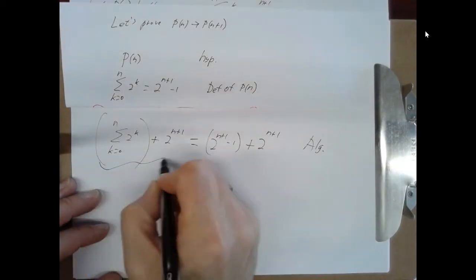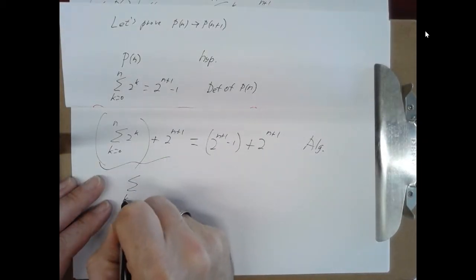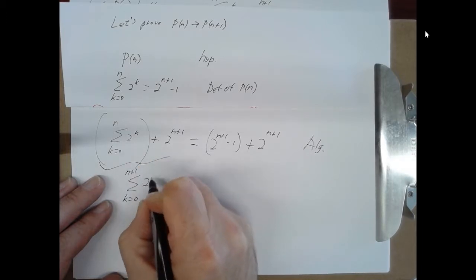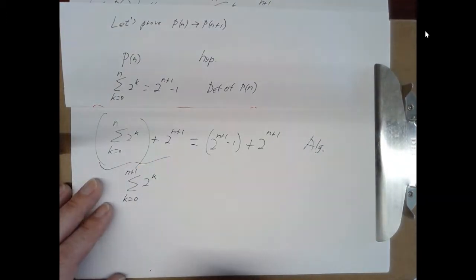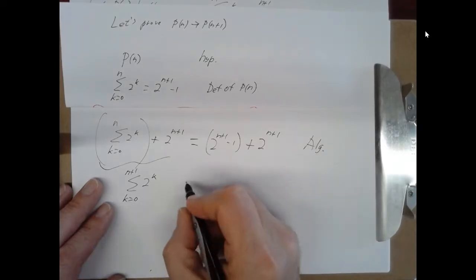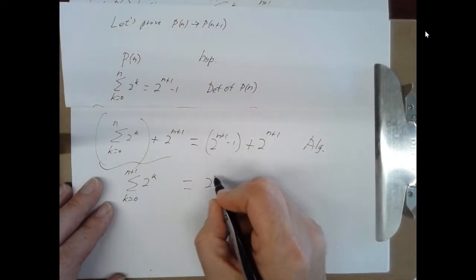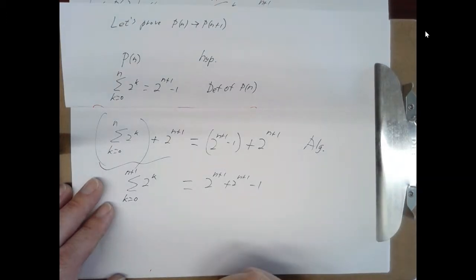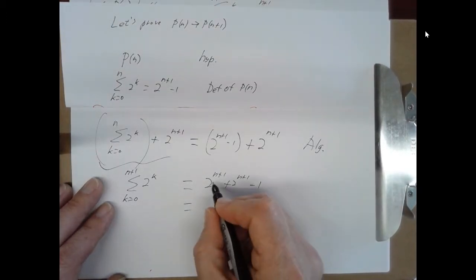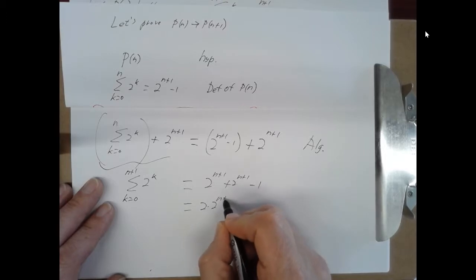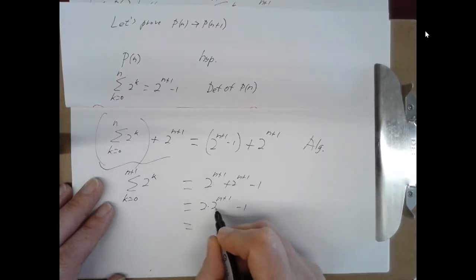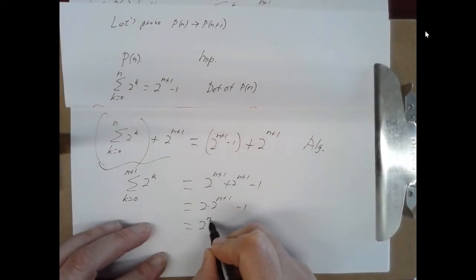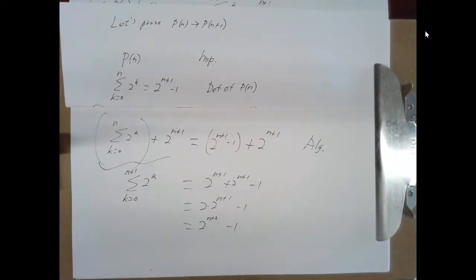So we can rewrite this as the sum from k equals 0 to n plus 1 of 2 to the k. That's just using the summation. And we can write this as 2 to the n plus 1 plus 2 to the n plus 1 minus 1. And now this is 2 times 2 to the n plus 1 minus 1. And 2 to the n plus 1 times 1 more 2 gives you 2 to the n plus 2 minus 1.